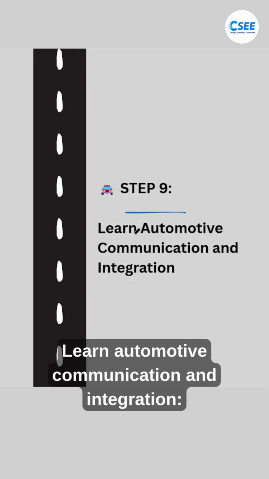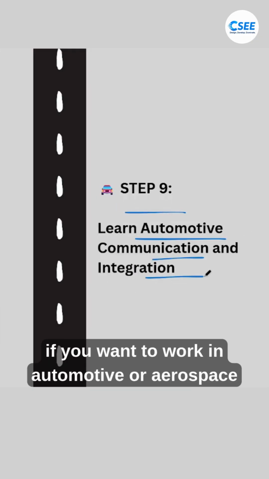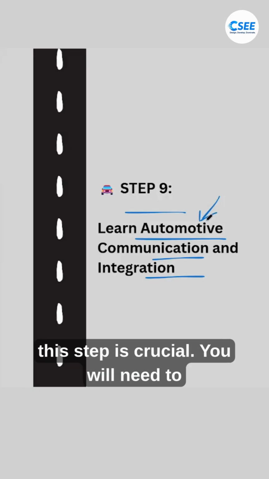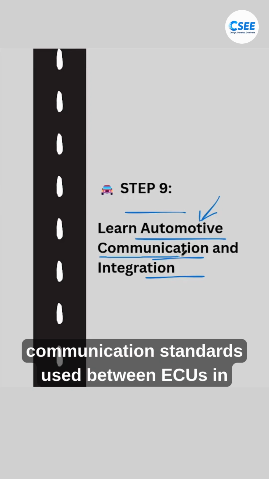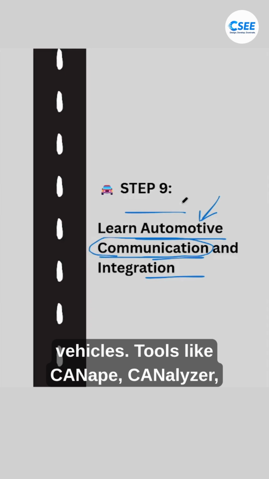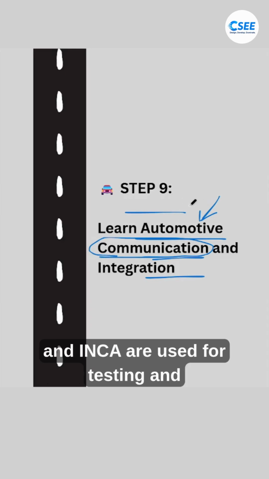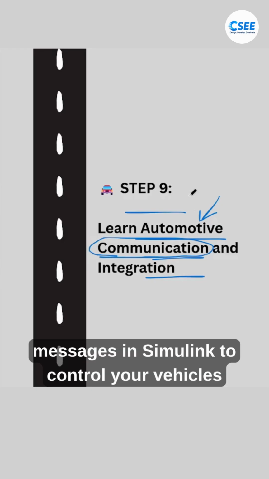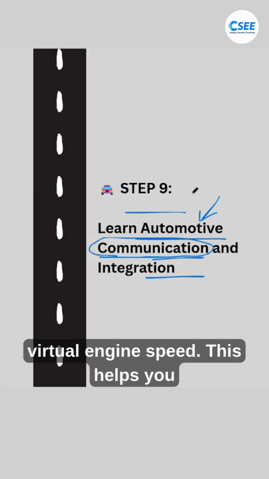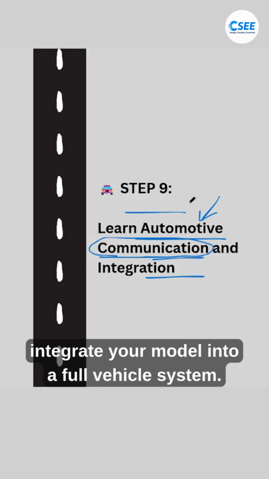Step 9, learn automotive communication and integration. If you want to work in automotive or aerospace, this step is crucial. You will need to understand CAN, LIN, and AUTOSAR, the communication standards used between ECUs in vehicles. Tools like CANape, CANalyzer, and INCA are used for testing and calibration. Example, simulate CAN messages in Simulink to control your vehicle's virtual engine speed. This helps you integrate your model into a full vehicle system.